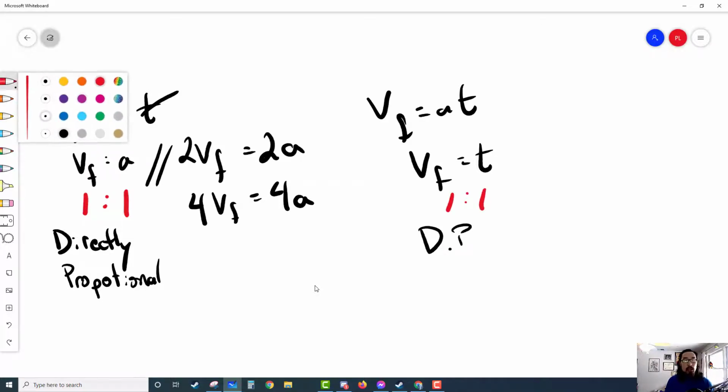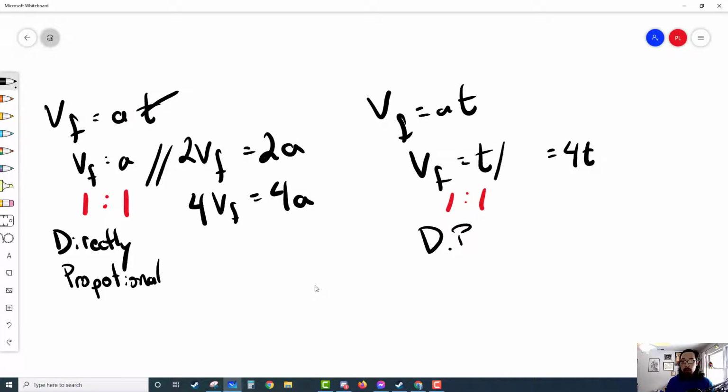Because we have a 1-to-1 ratio, we can make the following claims. If our time of travel increased by a factor of 4, that means our final velocity increases by a factor of 4. 1-to-1 ratio. If our time decreases by a factor of 2, our final velocity also gets reduced by a factor of 2. A 1-to-1 ratio is directly proportional.